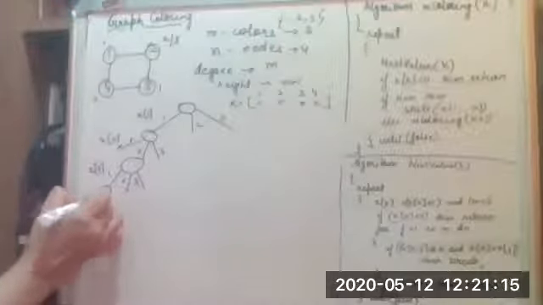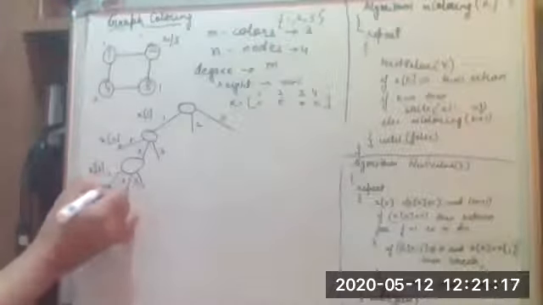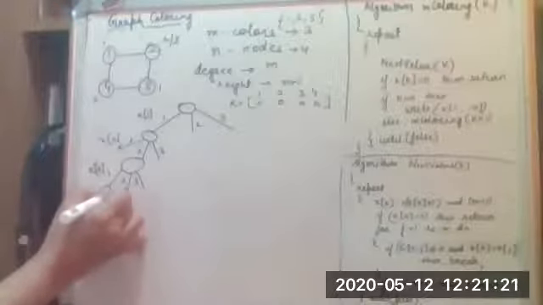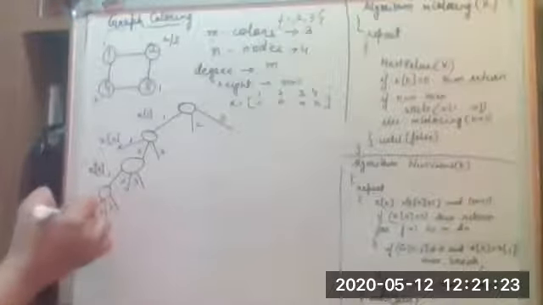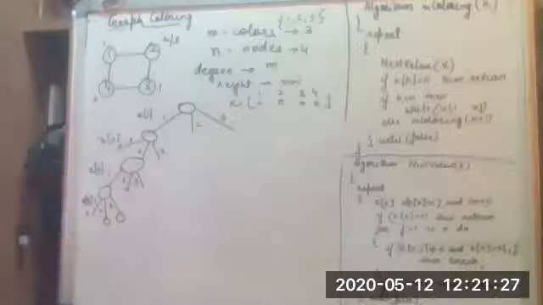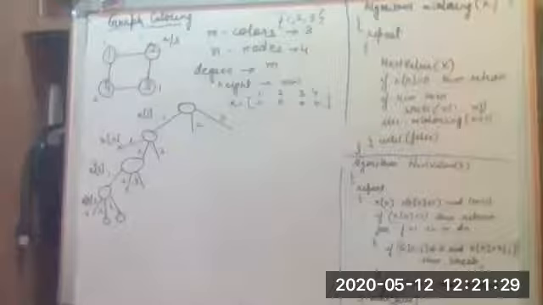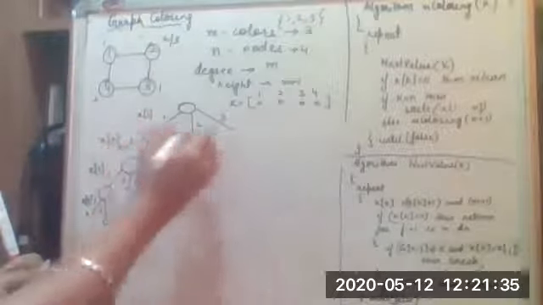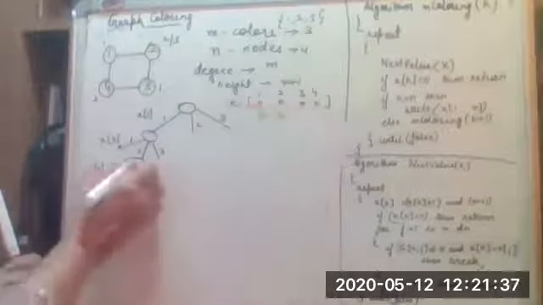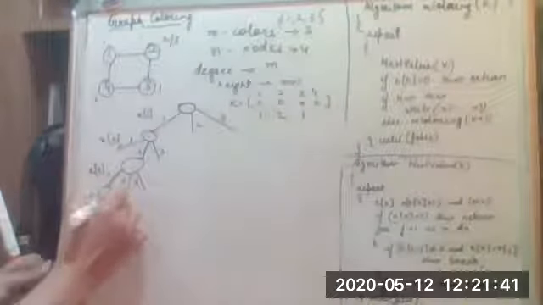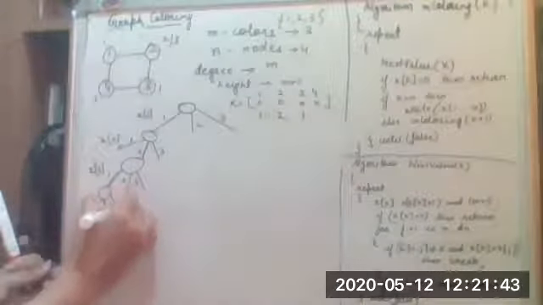So x4, if we are taking x3 as 1, can it have the value of 1? No. Can it have the value of 2? Yes. Can it have the value of 3? Yes. So this is our complete path for the two solutions. The two solutions that we have got is where x1 is 1, x2 is 2, x3 is 1, and x4 can be 2 or 3.